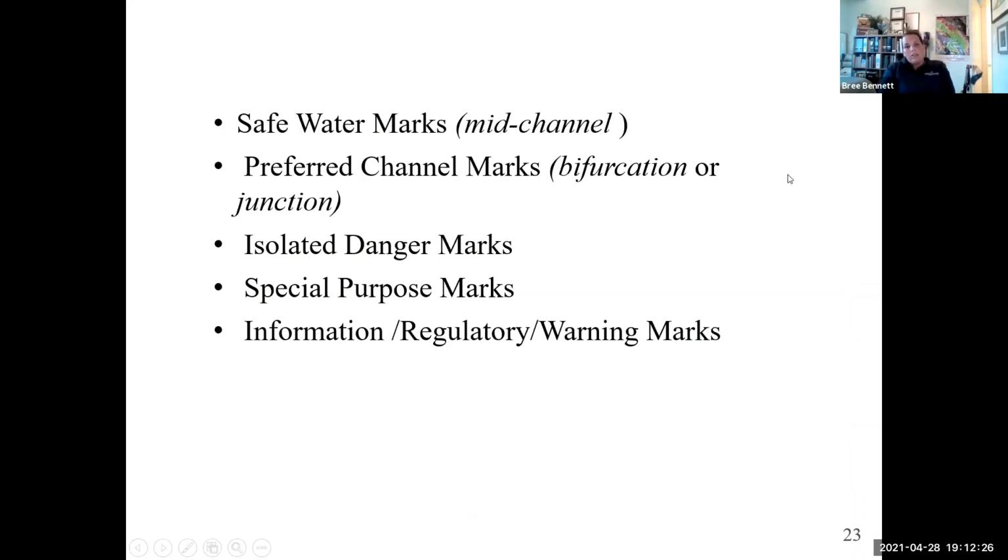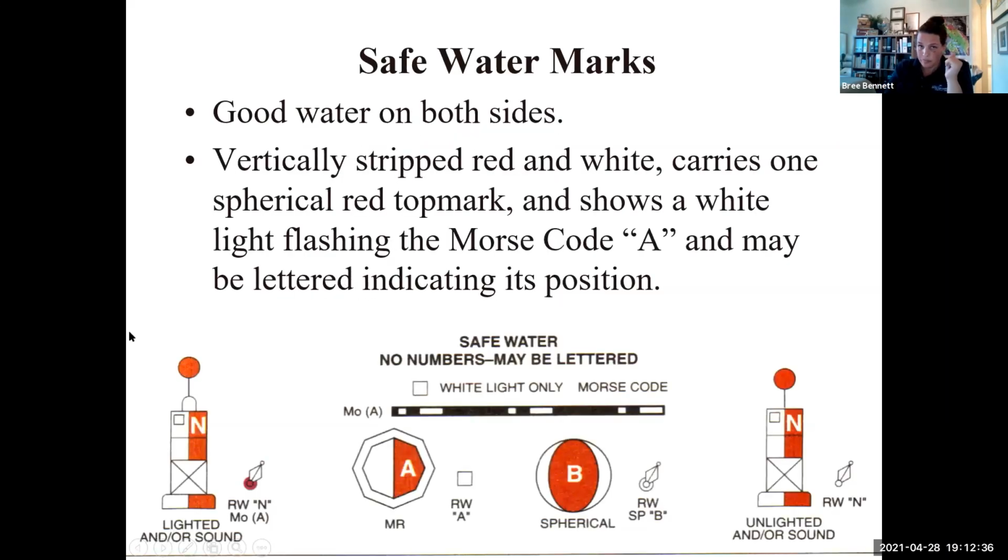Okay, so now we're going to talk about some more buoys. So our first one we're going to talk about is our safe water mark. Our safe water mark is typically the start of your channel. So we have one right at the opening of the Newport Jetty. We have one in Long Beach. We have one on the LA side. Kind of right when you're entering a channel, you're going to have the safe water mark.